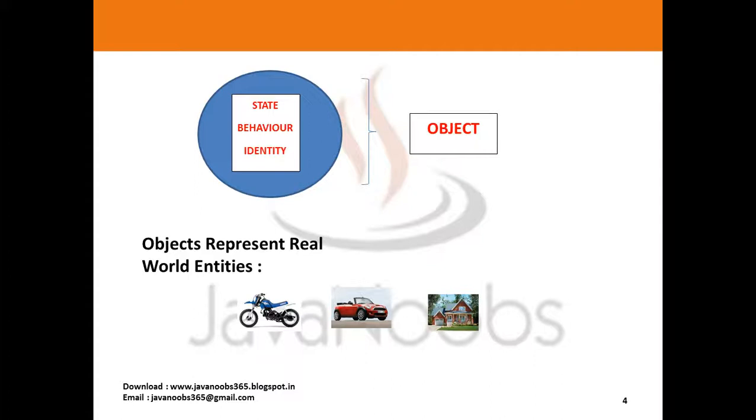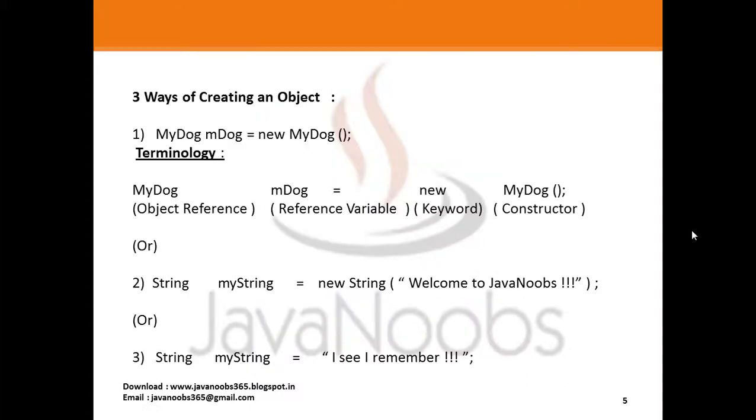Now, to make things easy for you, I have a diagram here. There are three entities here: state, behavior and identity. These are the characteristics which are enclosed inside an object. Objects represent real world entities like a bike, a car, a house, anything. There are several ways of creating an object, but these three ways are very commonly used.